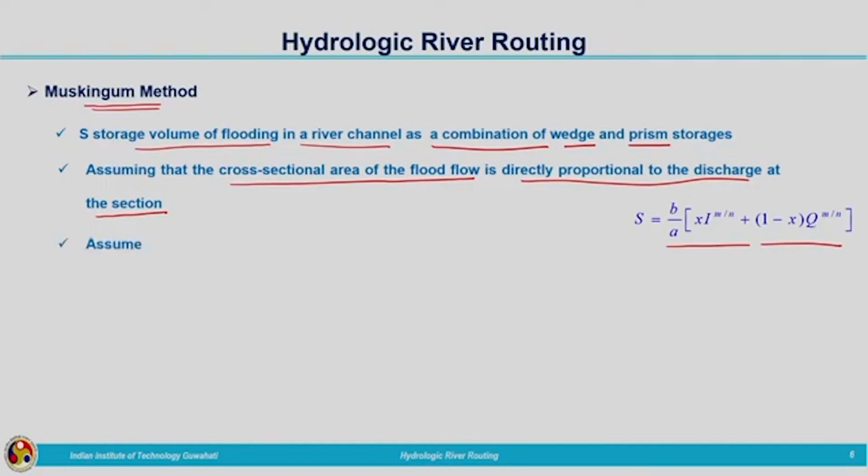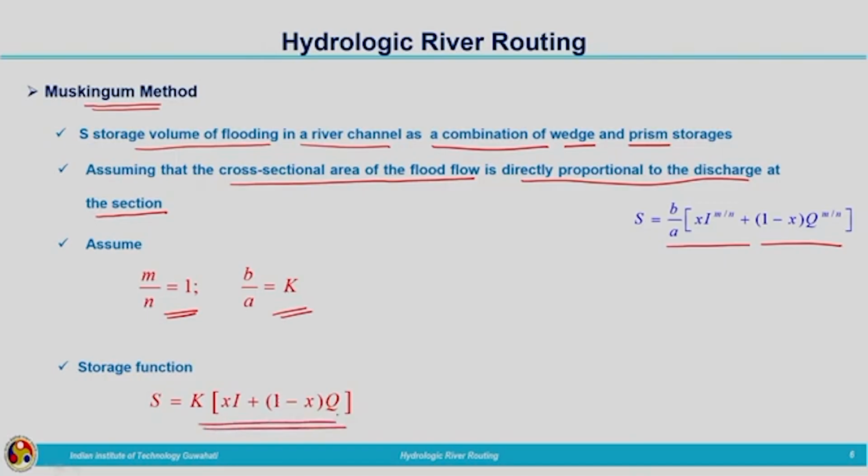In the case of Muskingum flow routing technique, the coefficients, that is the ratio of m and n, is taken as unity and b by a is considered as k. So, if we are considering m by n as 1 and b by a as k, the storage function takes the form S is equal to k[xI plus (1 minus x)q]. So, the expression has taken a simplified form by assuming m by n is equal to 1 and b by a is equal to k.